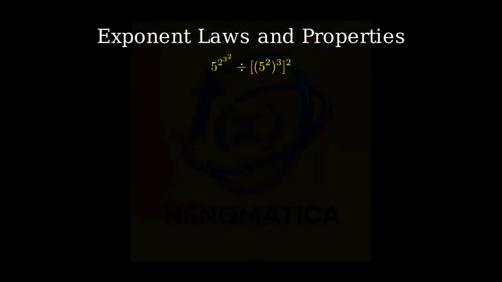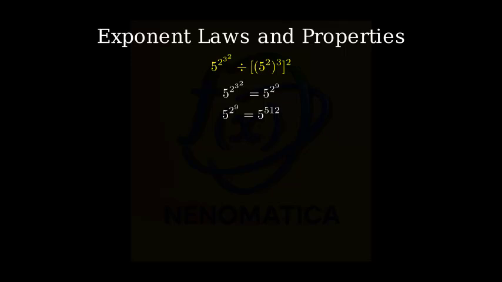Let's look at the following problem. We need to calculate 5 raised to the power of 2 to the power of 3 squared, divided by the quantity 5 to the power of 2 cubed squared. Let's start by simplifying the problem step by step. First, we need to evaluate the exponents in the first term. Starting with the innermost exponent, we have 3 squared, which equals 9. Then we have 2 to the power of 9, which gives us 512.